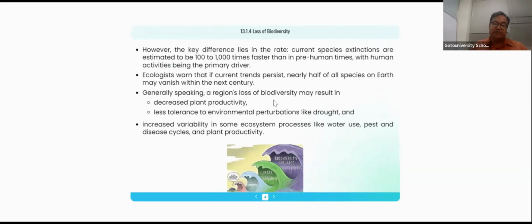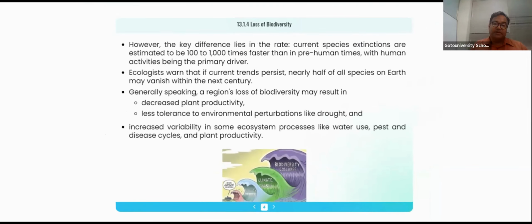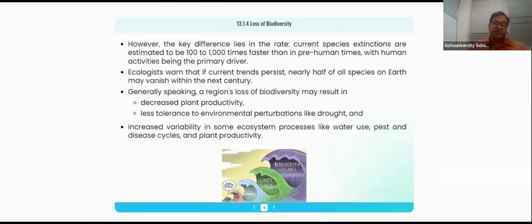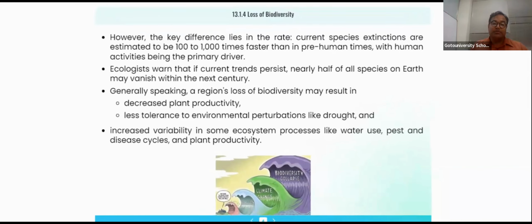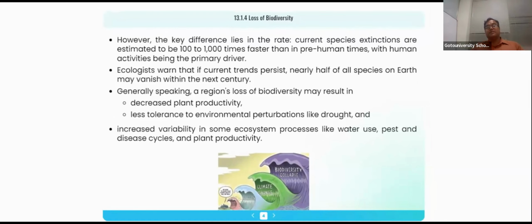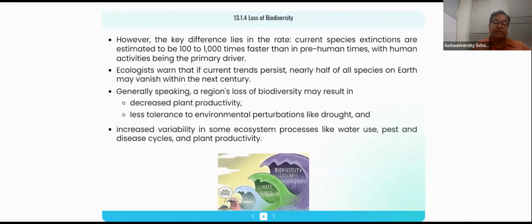Now we are coming to loss of biodiversity. The species extinctions are estimated to be 100 to 1,000 times faster than in pre-human times, with human activity being the primary driver, right? We already told that the species extinctions are much faster because of the population size and pollution volume.